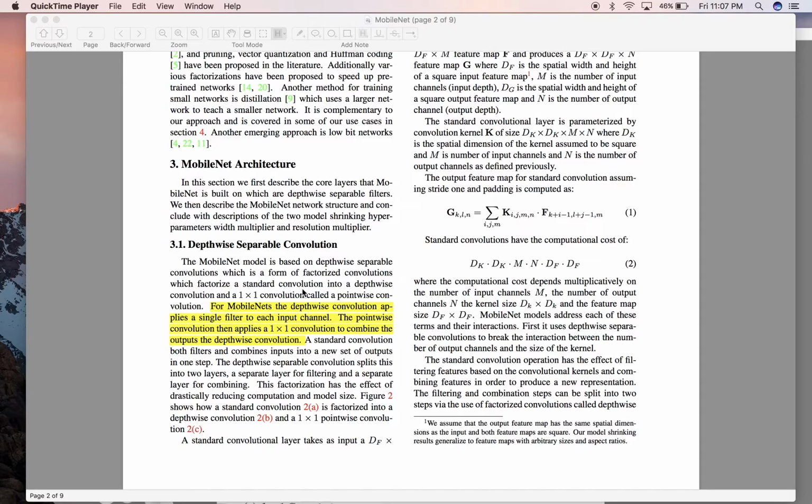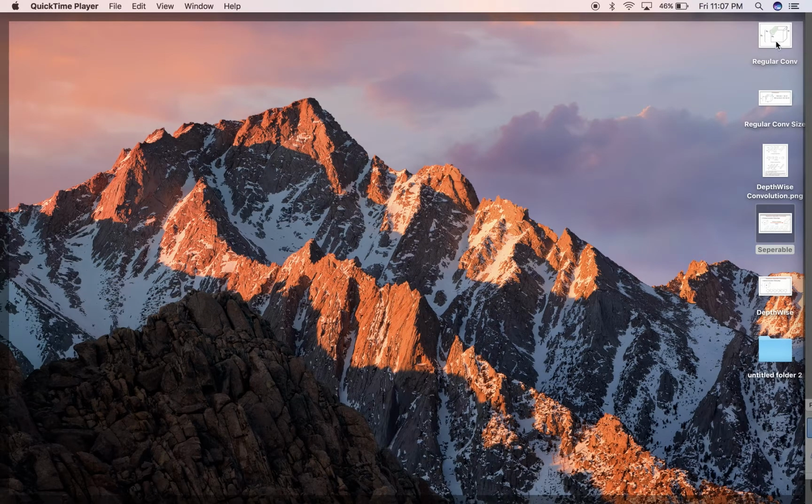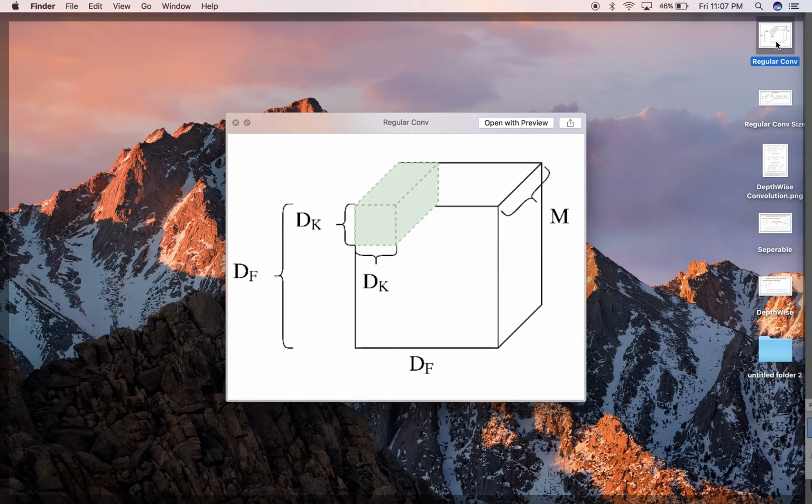So the primary thing that he uses is depthwise separable convolution. So let's see first what a regular convolution is. So in a regular convolution, suppose this is our input. So our filter would be a D_K by D_K by M size filter that is basically a block that you superimpose on your input, and then you calculate the dot product of all of the overlapping components.